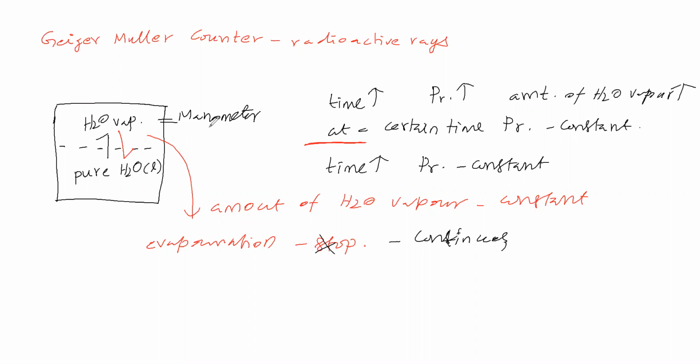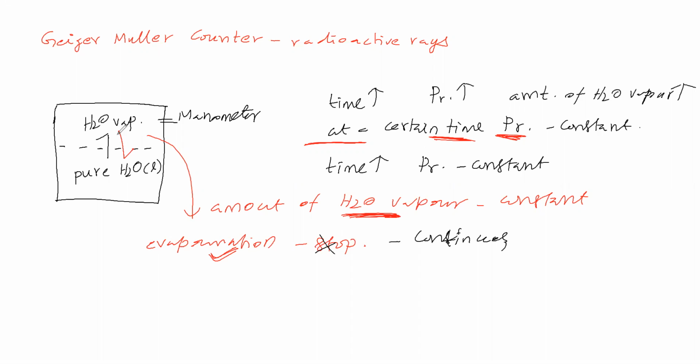So from this time onwards the pressure remains constant, and the amount of water vapor remains constant, we are saying. Though the amount of water vapor remains constant, evaporation continues. Due to this evaporation, how much water vapor is produced?